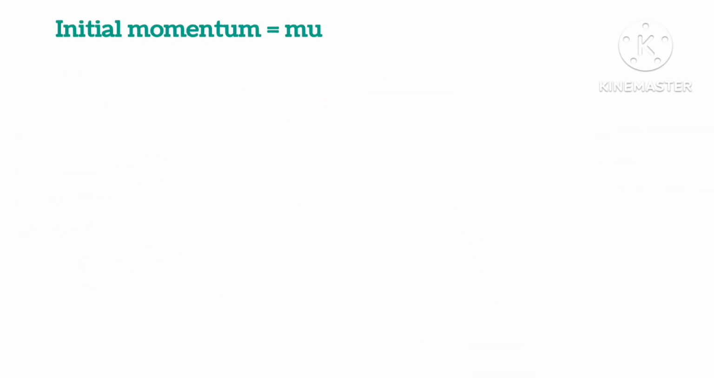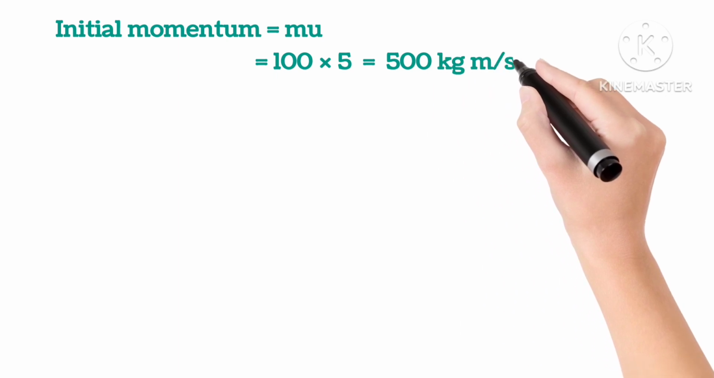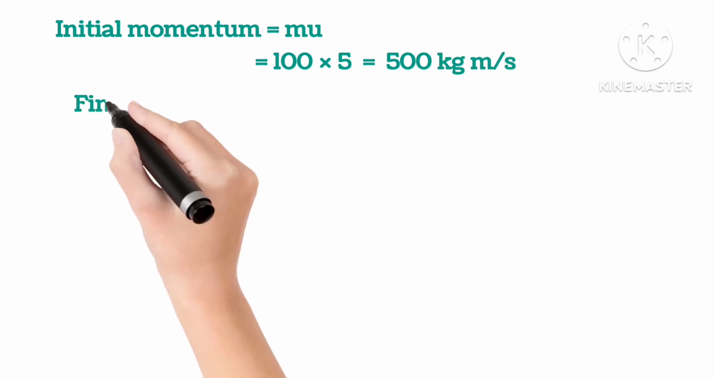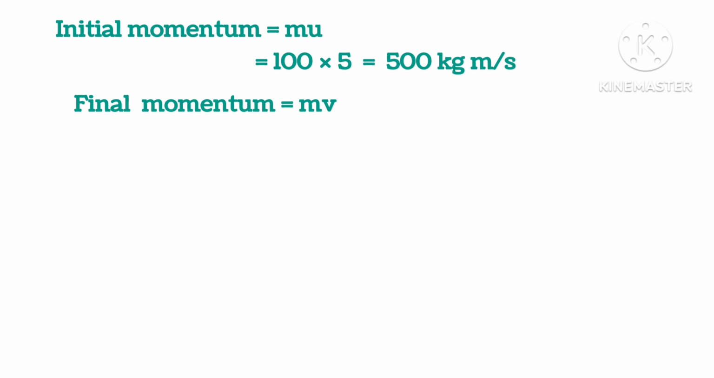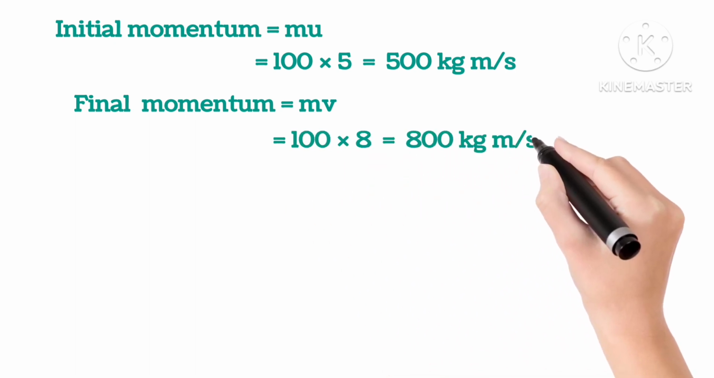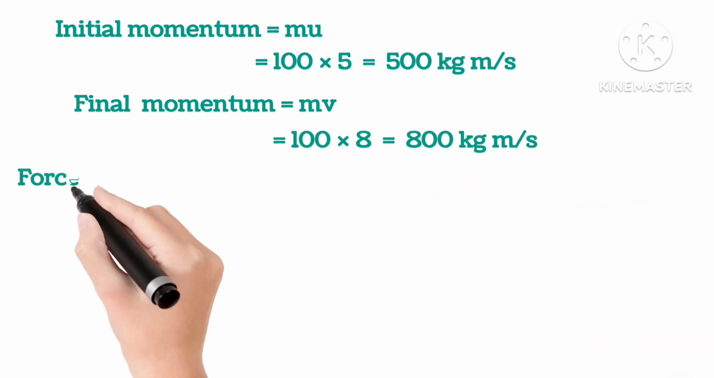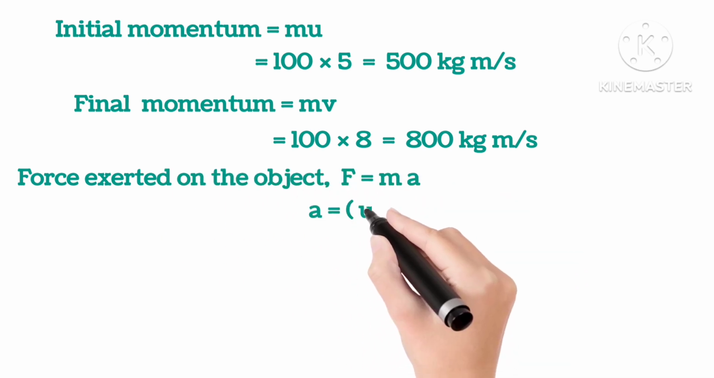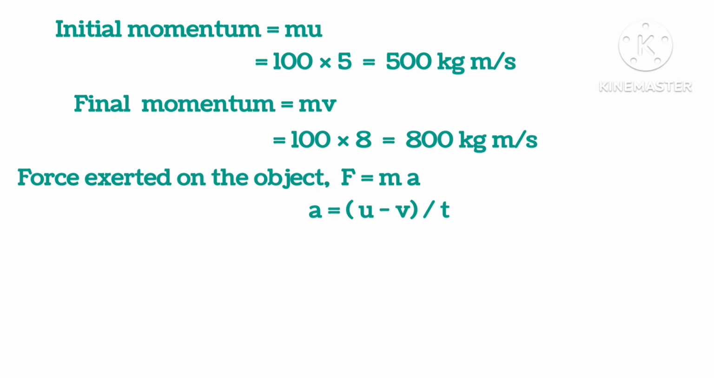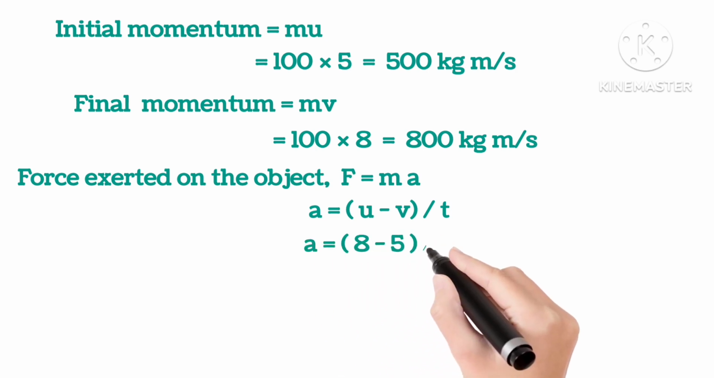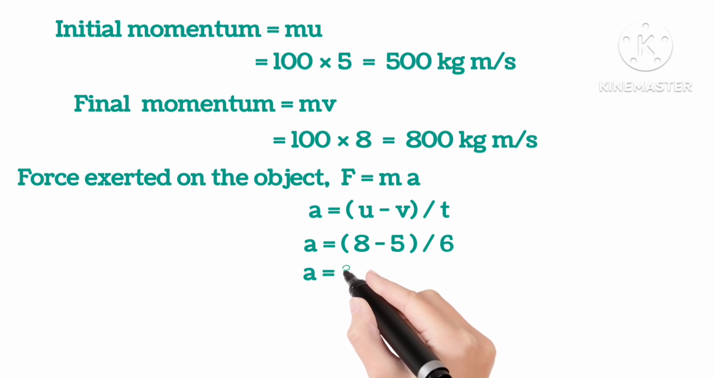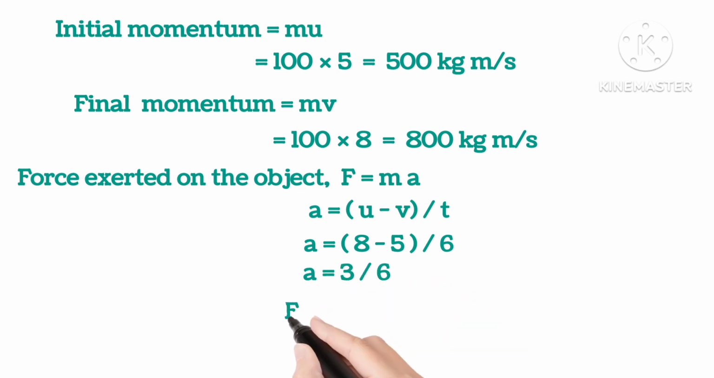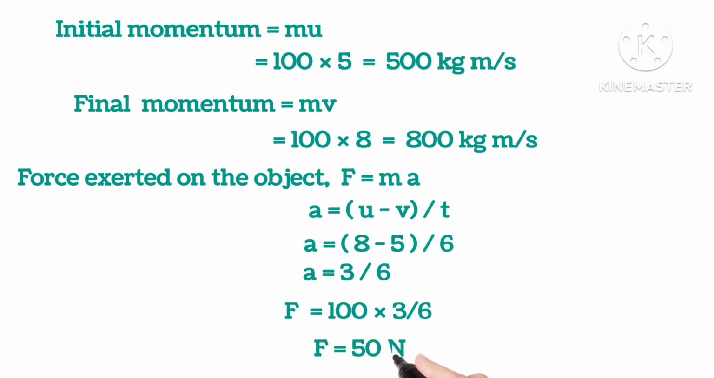So the initial momentum is equal to mu, which is 500 kg meter per second. Final momentum will be mv, which is 800 kg meter per second. Force exerted on the object is mass into acceleration, and we know acceleration is change in velocity upon time. So putting the values, acceleration is equal to 3 by 6. Now putting all these values in the equation F equals ma, we get force 50 newtons.